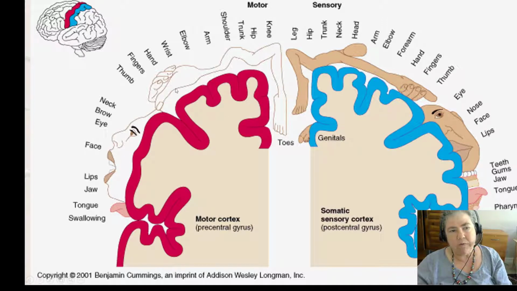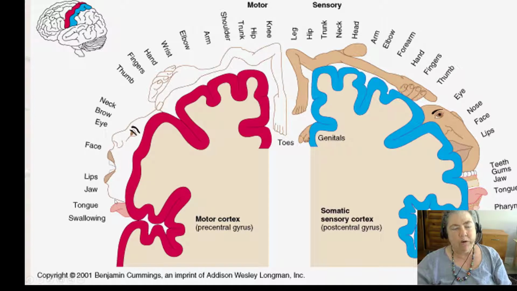We devote a ton of cortex to the face and mouth. And because we're speaking and all of the voluntary motions involved in speech, the lips and the tongue and facial expressions require a lot of motor cortex.